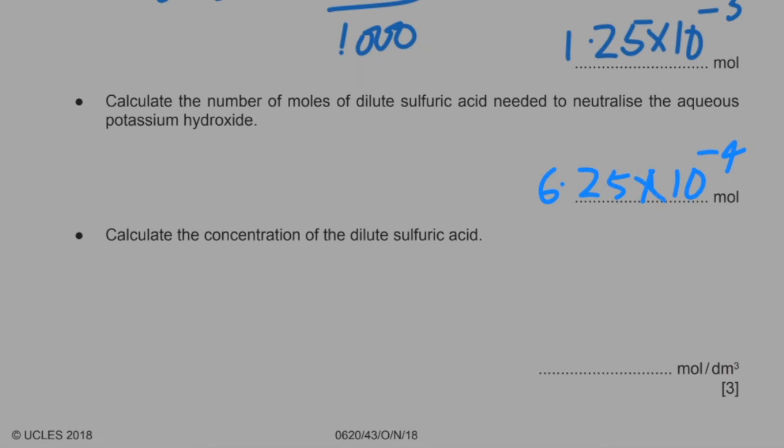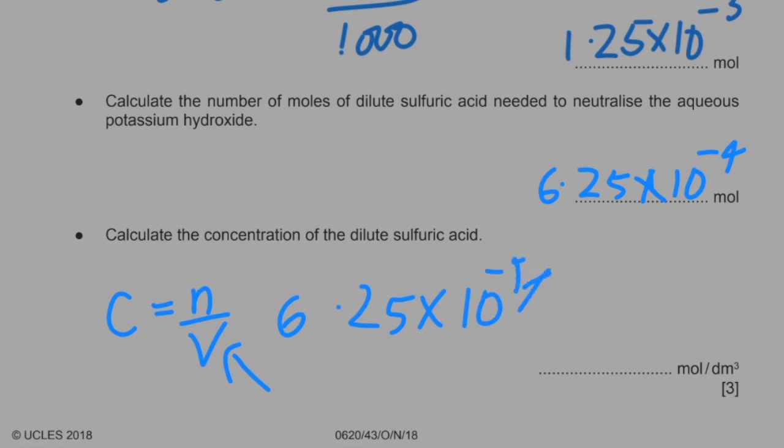And then calculate the concentration of dilute sulfuric acid. So you have the number of moles, the volume as well. And so now you need to calculate the concentration, which would be number of moles divided by volume. And the volume was given in the question in cm³, so you need to convert that into dm³. So you have 6.25 × 10^-4 multiplied by 1000 over 20. This just converts the volume from cm³ to dm³, and the final answer is 0.03125 mol per dm³.